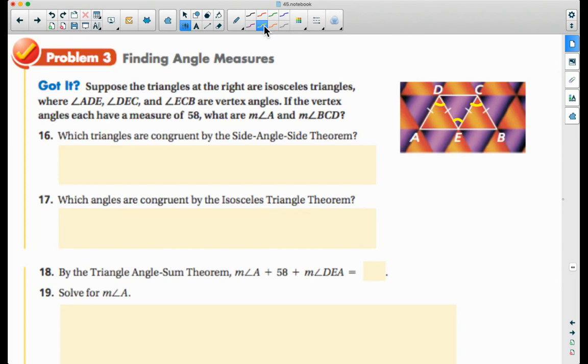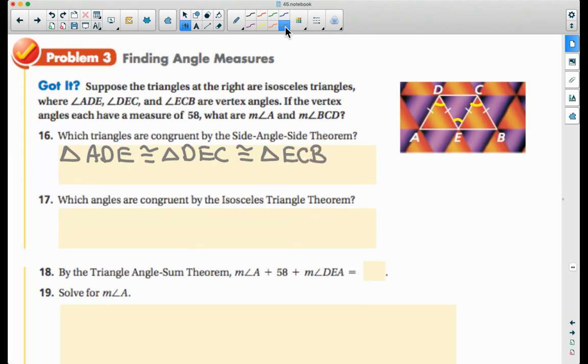So you can see that we have three triangles congruent by side angle side, right? We'll have triangle ADE congruent to triangle DEC, which is also congruent to triangle ECB.